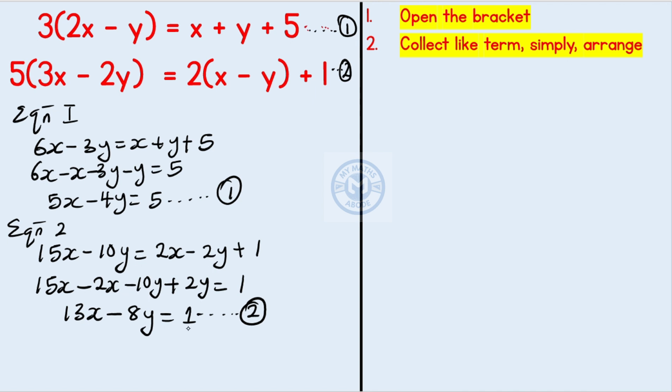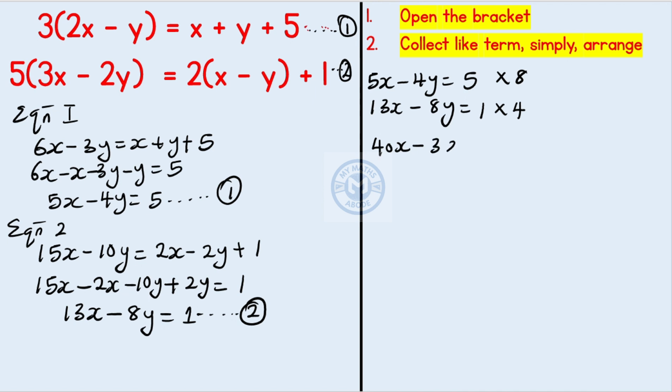So what am I going to do next? I am going to solve. I'll come over here and I have 5x minus 4y is equal to 5. Then 13x minus 8y is equal to 1. I want to eliminate y, so I'll multiply here by 8. Then I'll multiply here by 4. So this will leave me with 40x minus 32y is equal to 40. And this will leave me with 52x minus 32y is equal to 4.